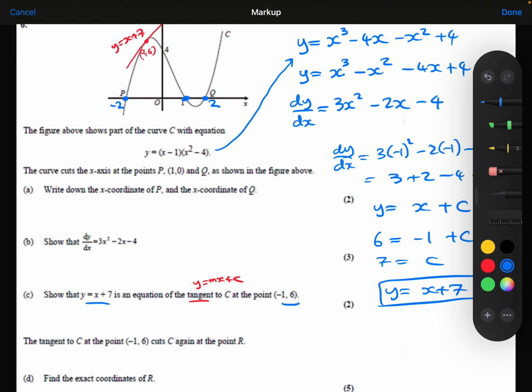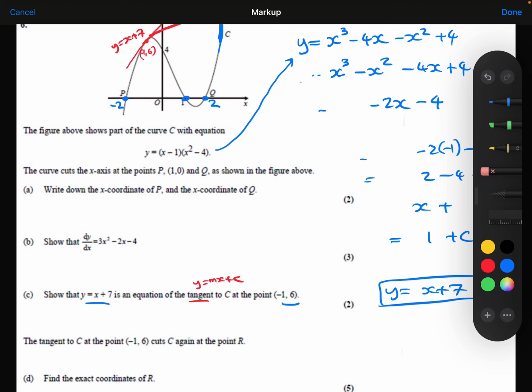Then we are told that the tangent to C at the point (minus 1, 6), so what we just found, cuts the curve again at point R. So you can't really see that it's on my diagram the way it's been drawn there, but C would keep going up here, and eventually the line and C would intersect. My straight line here and the curve there would intersect again. So we need to work out that coordinate. So it's simultaneous equations, working out where these two lines are going to intersect.